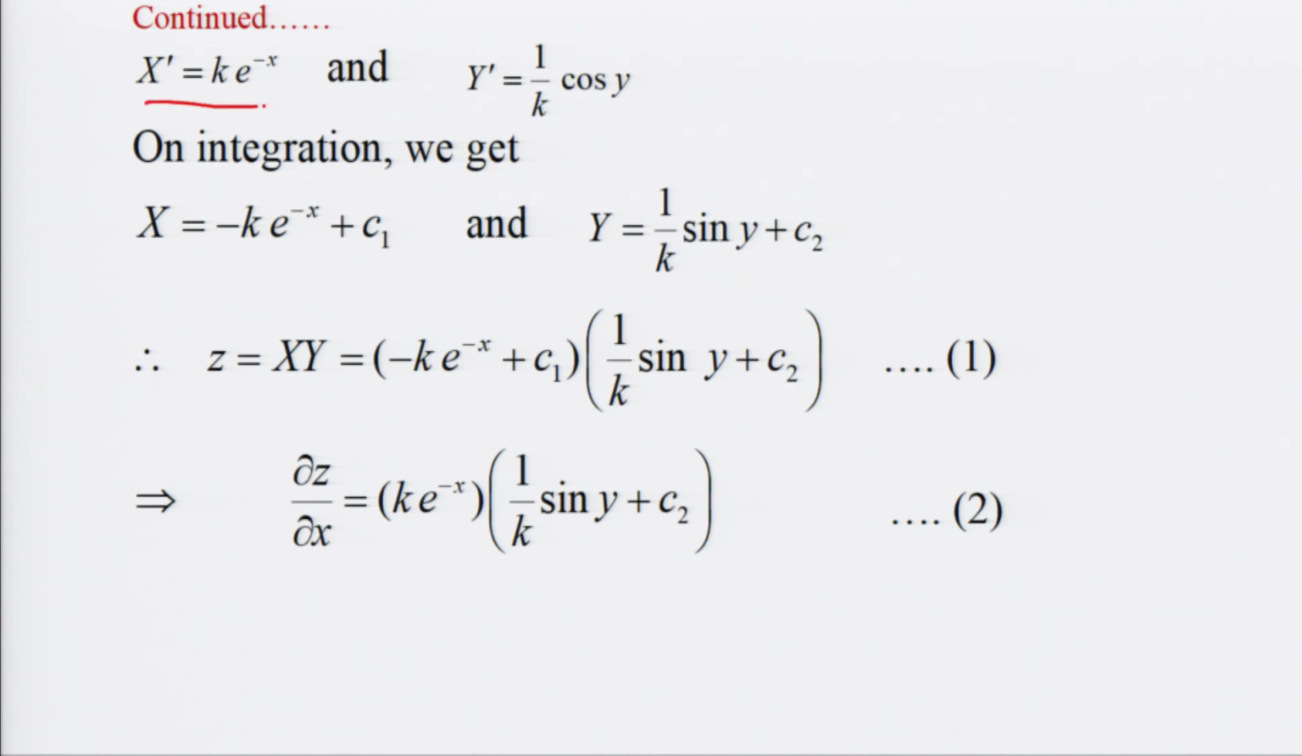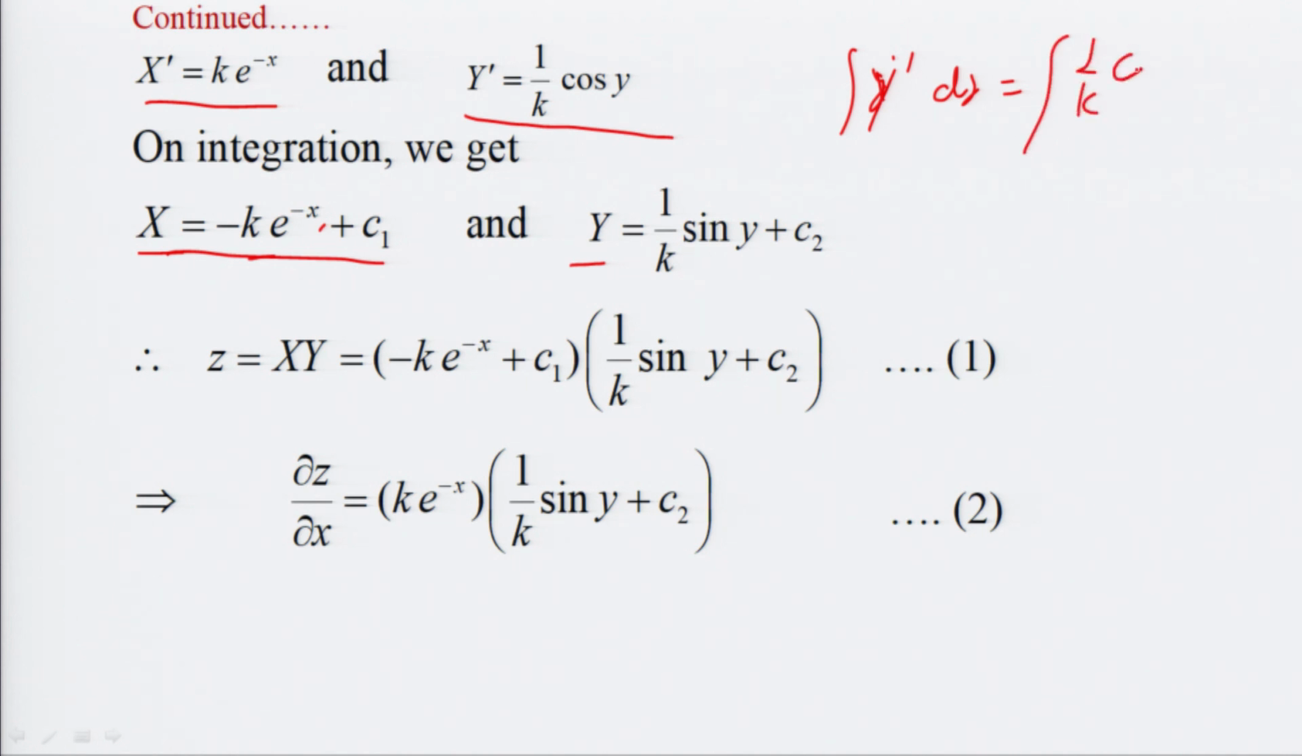So, now x dash is equal to k into e to the power minus x and y dash is equal to 1 by k cos y. So, on integration we get from here this is integral with respect to x. So, x is equal to minus k e to the power minus x because its integration becomes minus e to the power minus x plus c 1, and from here y is equal to 1 by k integral of cos y dy plus c 2. So, integral of this becomes sin y. So, y is equal to 1 by k sin y plus c 2.